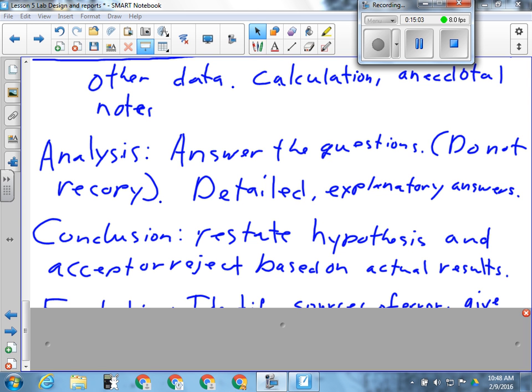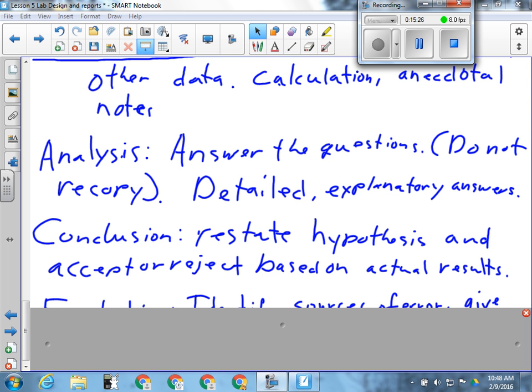But I so often see this instead. My hypothesis was right. Period. Why? How do you know? Just saying my hypothesis was right is like going nah nah boo boo, I was right. You can't just end a lab that way. You have to say why. Why did you accept it?